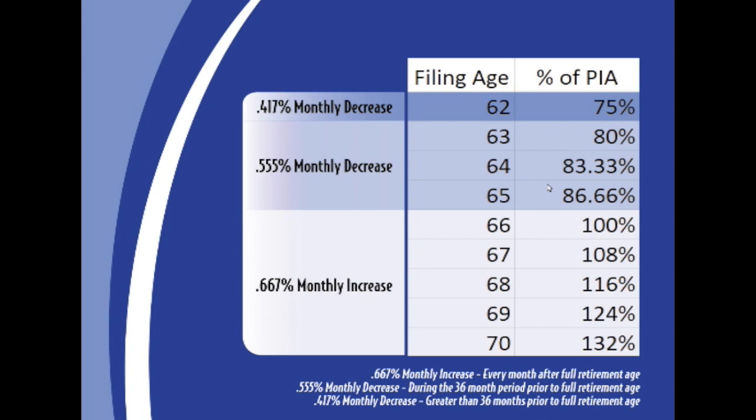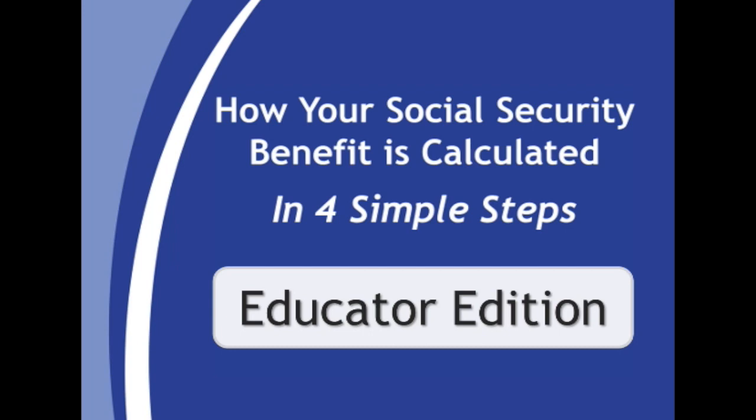And here you can see that in the 36-month period prior to your full retirement age, your benefit decreases by 0.555% on a monthly basis. And then anything beyond that, it decreases by 0.417%. And at your full retirement age and beyond, it increases by 0.667% on a monthly basis. So that's it. That's how you calculate your Social Security benefit if you have a pension from work where you did not pay Social Security tax.